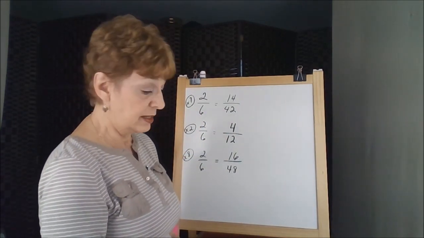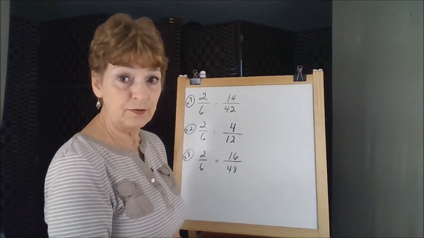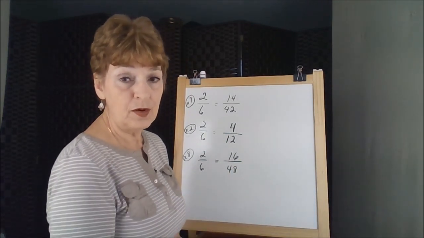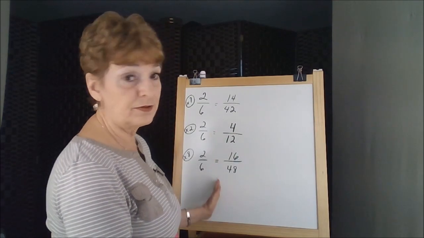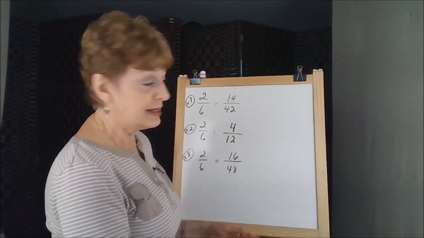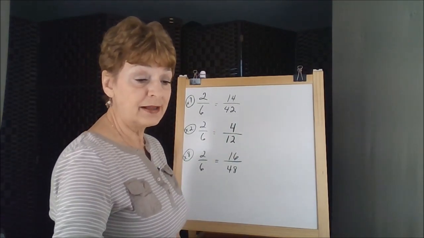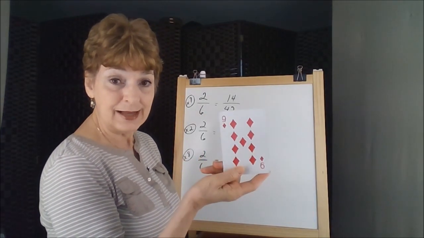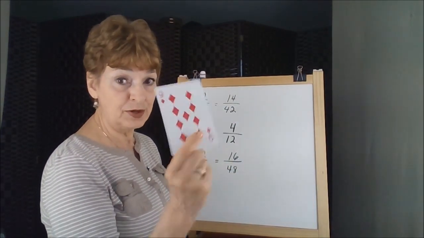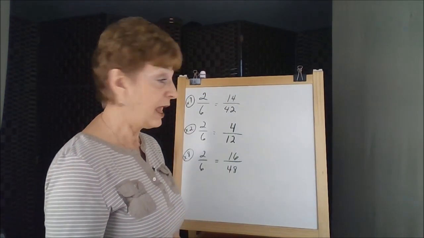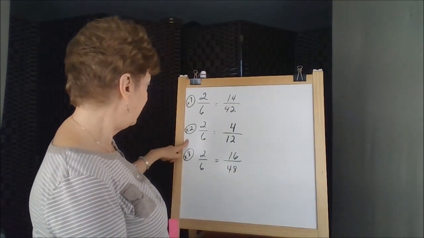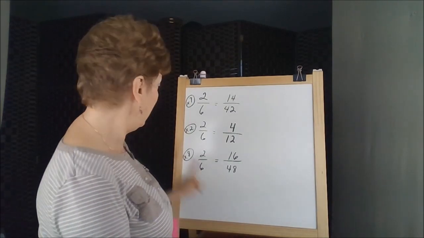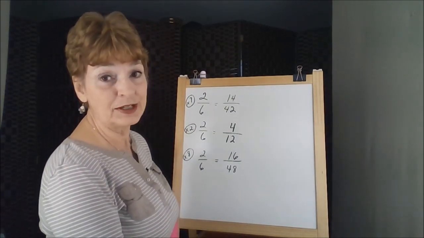Sometimes the worksheets that your child will get will ask for 3 or 4 equivalent fractions. It's as easy as this. And if your child can't think of numbers to use to multiply, a deck of cards, just like I'm doing, I'm just flipping these cards, and that will give the child an example of what to use.